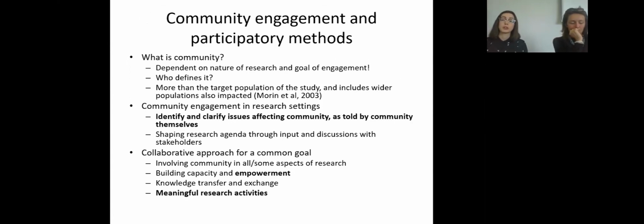So in terms of how creative methods speak to some of these issues, we would argue that by identifying and clarifying issues affecting the community as told by the community themselves, developing empowerment and providing meaningful research activities, these are things that creative research methods themselves can improve the quality of your engagement activities.